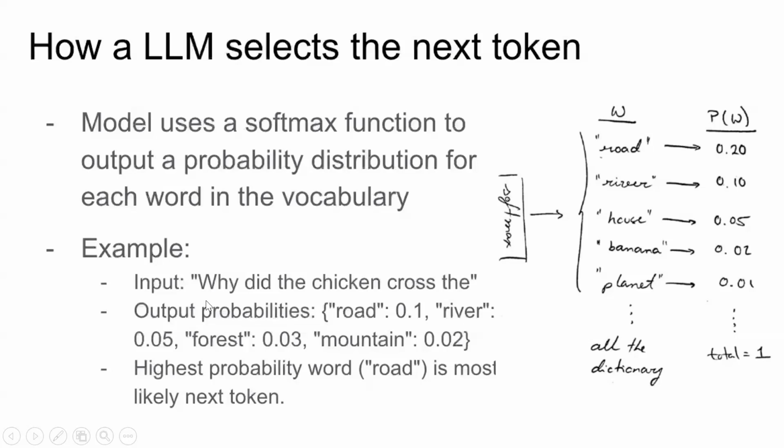For example, if my sentence is, why did the chicken cross the... Okay, it will try to finish this sentence by predicting the next word. It will see that road has a 0.2 probability, river has 0.1, house has a lower one, and so on. So it sees that road has the maximum probability and gives road as the output. It completes the sentence as, why did the chicken cross the road? The highest probability word, road, is the most likely next token. Okay, so this is just to give you an intuition of how it works internally. These large language models are also said to be streaming: they stream word by word.